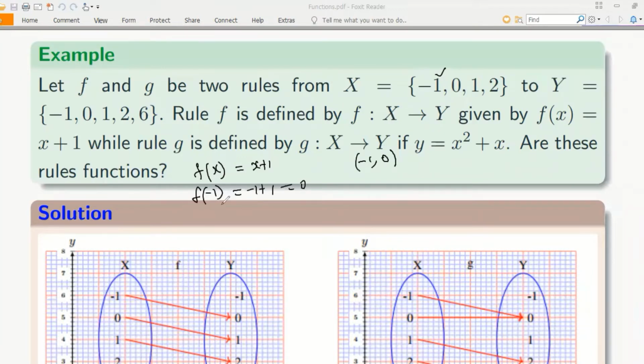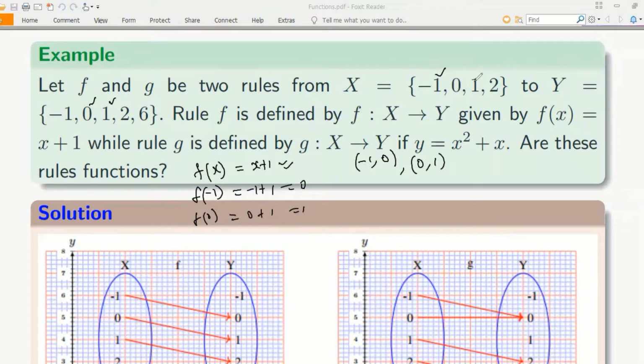What about if the object is 0? Using this definition, the image will be 0 plus 1. While there is x, I'm just writing 0. This is 1. That means again that the object 0 has an image of 1. Before we go far, we check if this image 0 is in Y. Yes, it's there. The image 1, is it here? Yes, it's in Y.